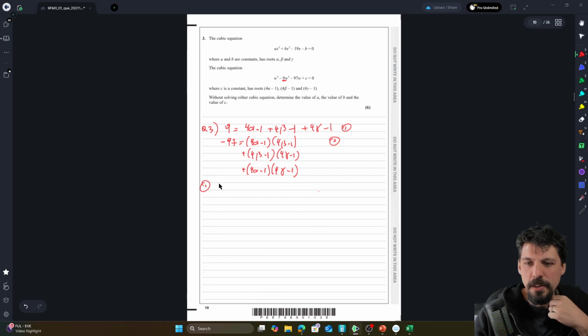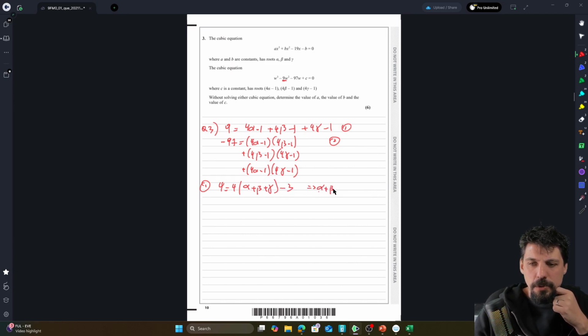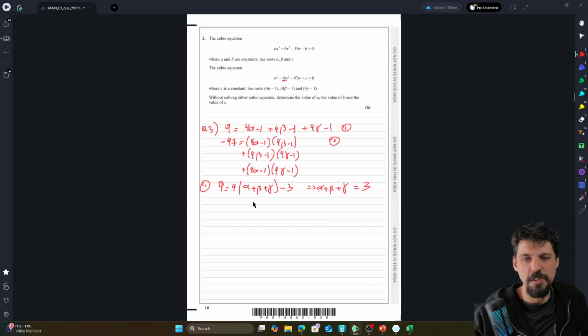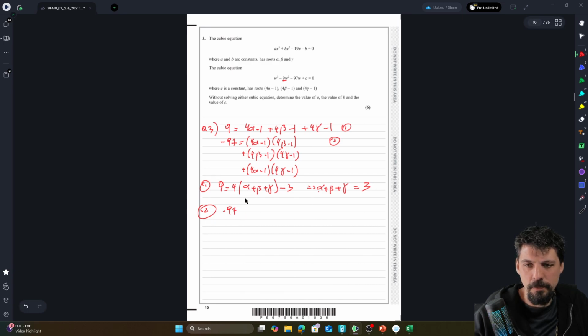So number 1 is telling me that 9 is 4 times the sum of the roots minus 3. So that tells me that the sum of the roots, 9 goes to 12, is 3. In theory, the sum of the roots is 3. Now, number 2, not looking forward to this, but let's go. Minus 97 is, I don't know where there's a bracket there.